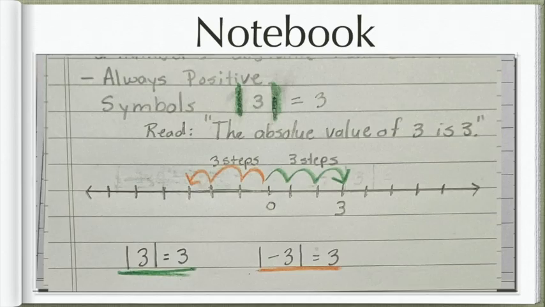Consider negative 3. The absolute value of negative 3. I forgot to put negative 3 on the number line. Oops. The distance between 0 and negative 3 is also 3 steps. It is 3 steps down, but absolute value doesn't matter if it's up or down. It's just how many. Its distance from 0 is 3. So the absolute value of negative 3 is also 3. Absolute value is always positive.